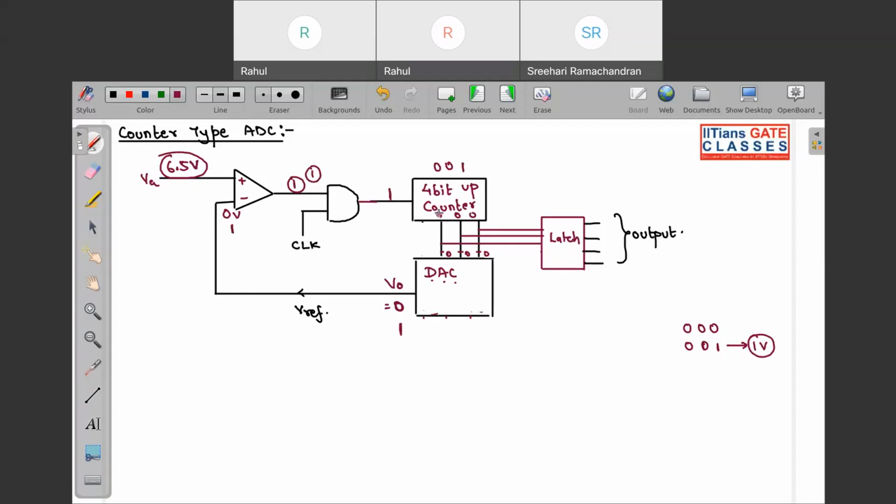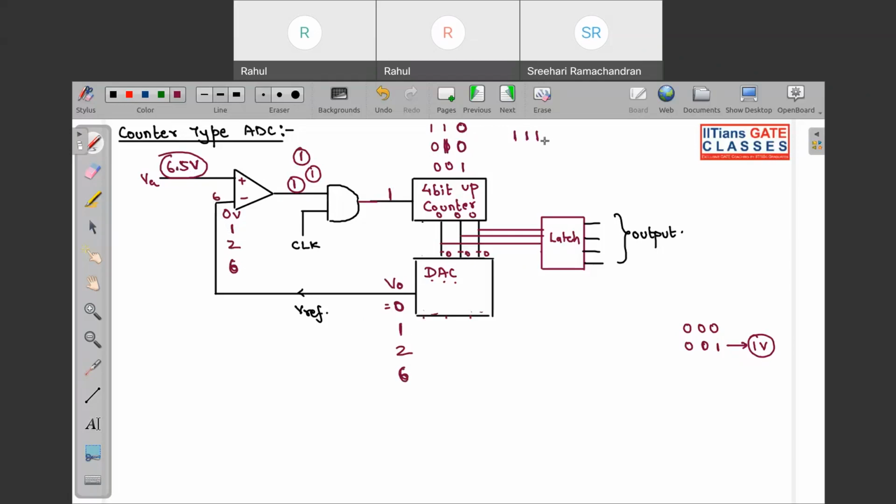In the next clock pulse, this 4-bit counter will count once again, one more state, 010. For this it will be 2, so 2 will come over here. Like this it will go till 110. At 110, what will happen? This is 6 volt over here. Still you can see that the output of this comparator will be 1, because here we have 6 volt and this is your input voltage 6.5. So one more count sequence will take place, that is 111.